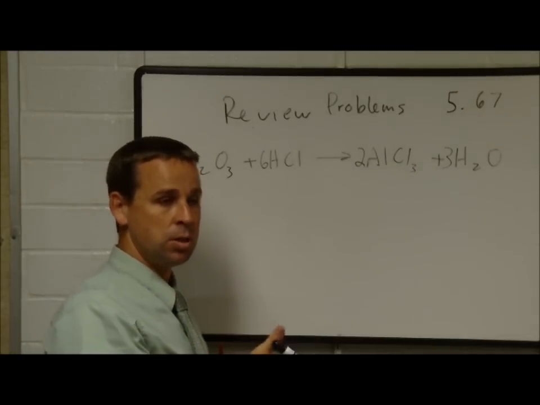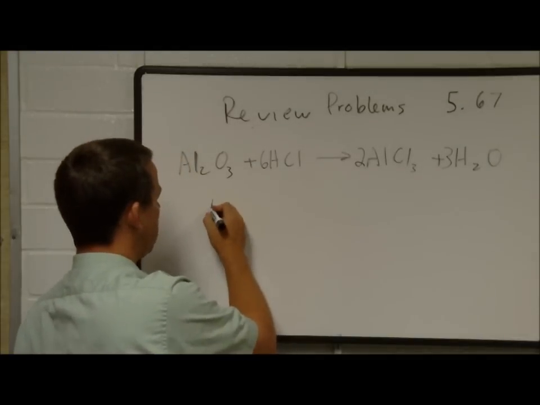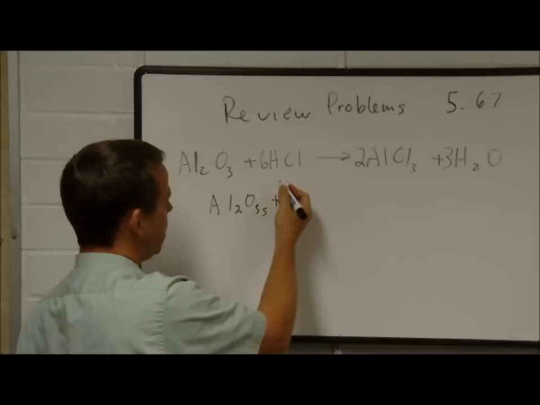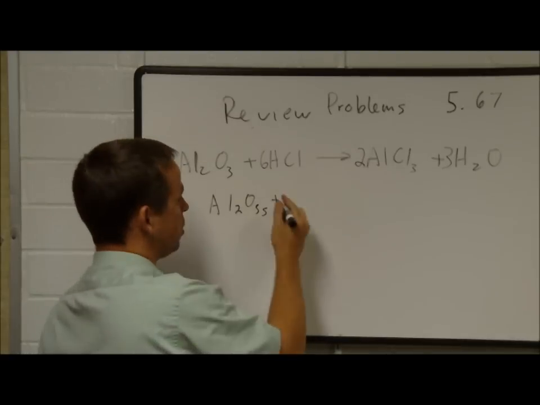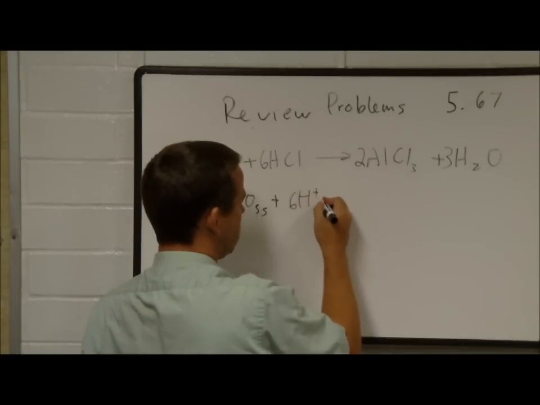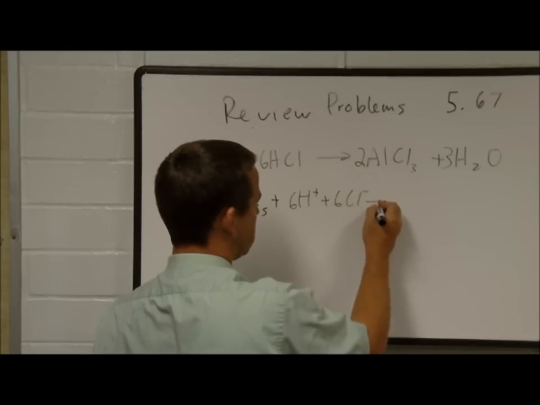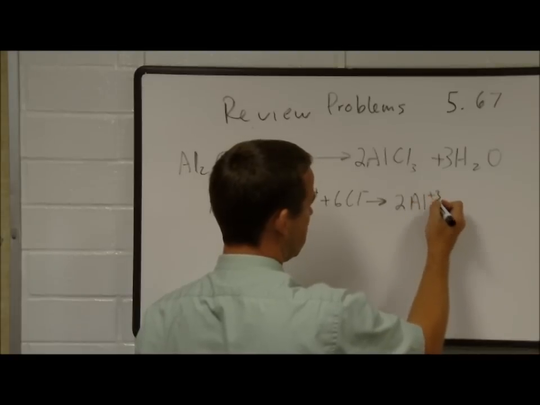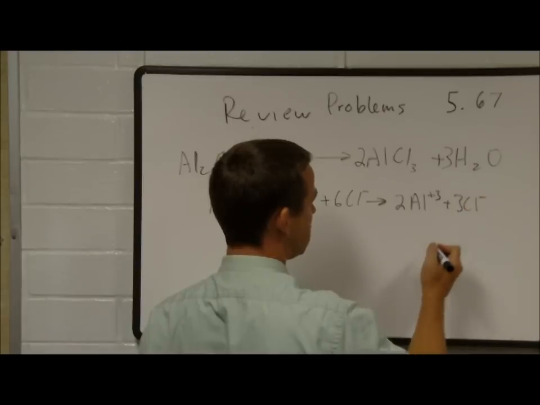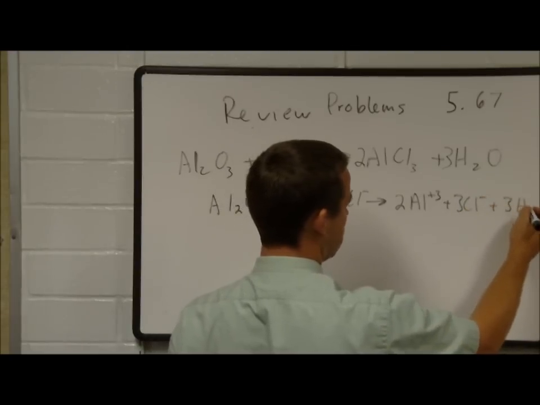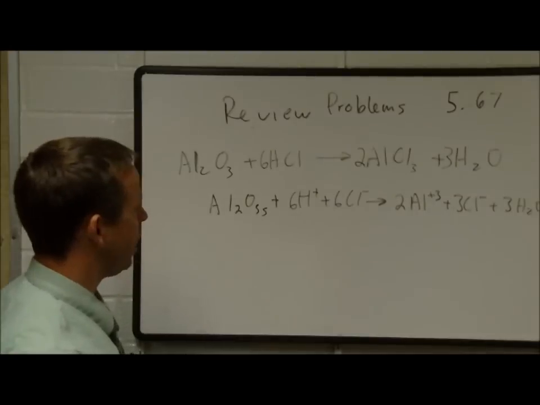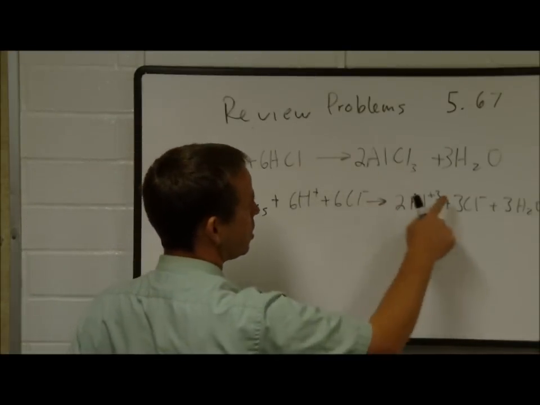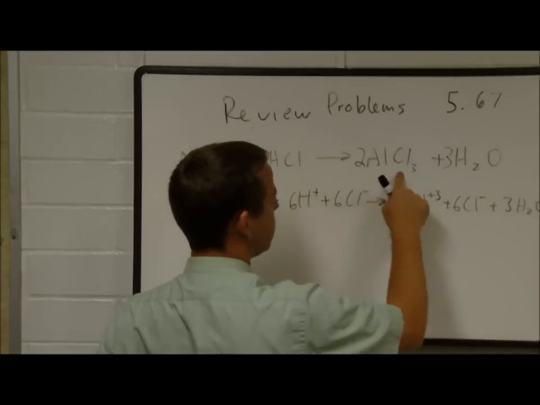Okay, so aluminum oxide is not soluble. We look at the oxides, aluminum oxide is not soluble. So we have in our ionic equation, Al2O3 solid, plus HCl is a strong acid. So that's going to be 6 H plus ions and 6 Cl minus ions. Aluminum chloride is soluble, so we're going to have 2 Al plus 3 ions plus 6 Cl minus ions, and then 3 waters. Oh sorry, this is 6 chlorines here, right? 3 times 2 is 6.